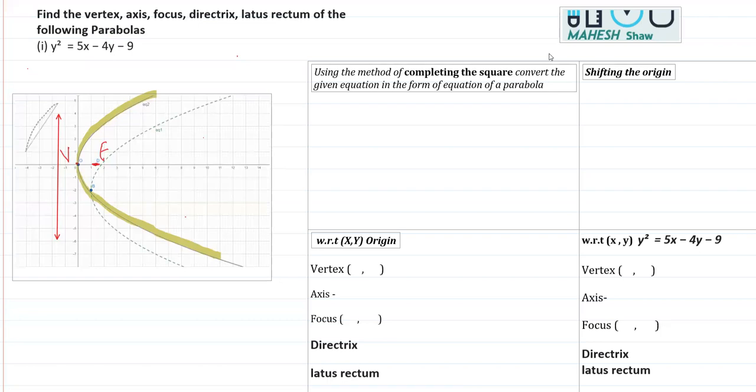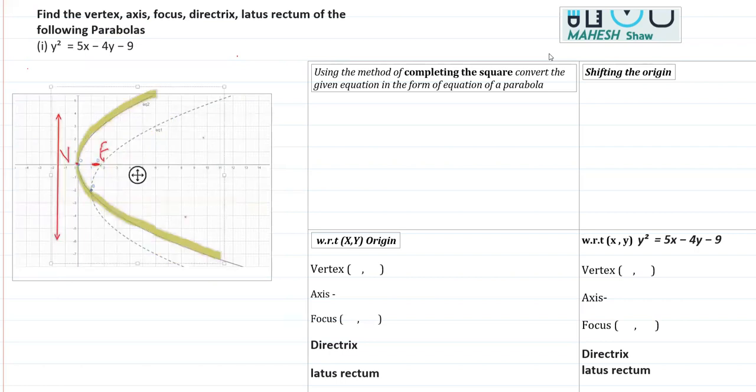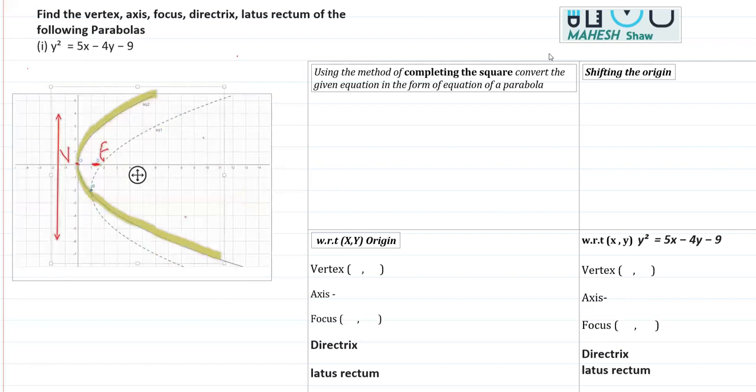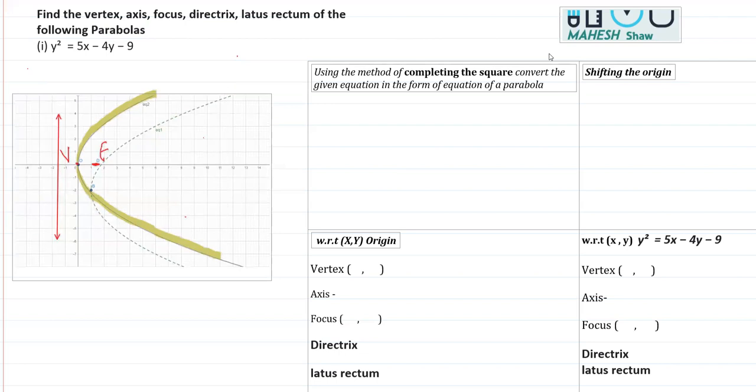Now, what will happen if I change the vertex from 0, 0 to a new location? For example, I shifted it here to say 1, -2. What you can see is that on shifting the vertex, all its parameters are changing. The focus is changing, the vertex is changing, the equation of the directrix has changed, and even the axis has changed. So this is what is called shifting the origin.